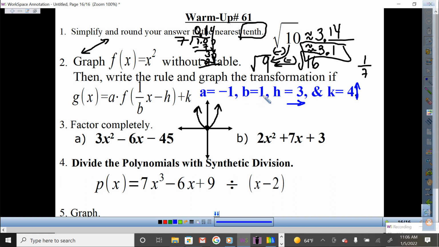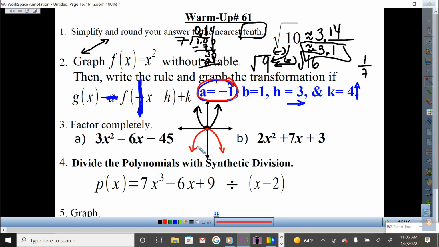B equals 1. What does that do to it? It either stretches or shrinks it, but since it's 1, let's see, what is 1 over 1? 1, so it's not going to do anything. It's going to stay the same for B. However, this -1 goes right here. What does that do to the entire function? Tell me, neighbor, what would that negative do to the entire function? Yeah, it's going to invert the function upside down. So let me show you how that looks. It's going to look like that so far.